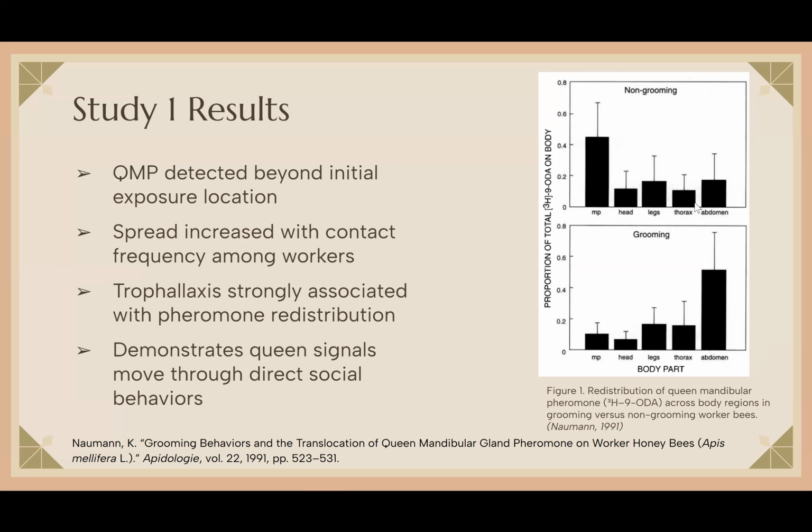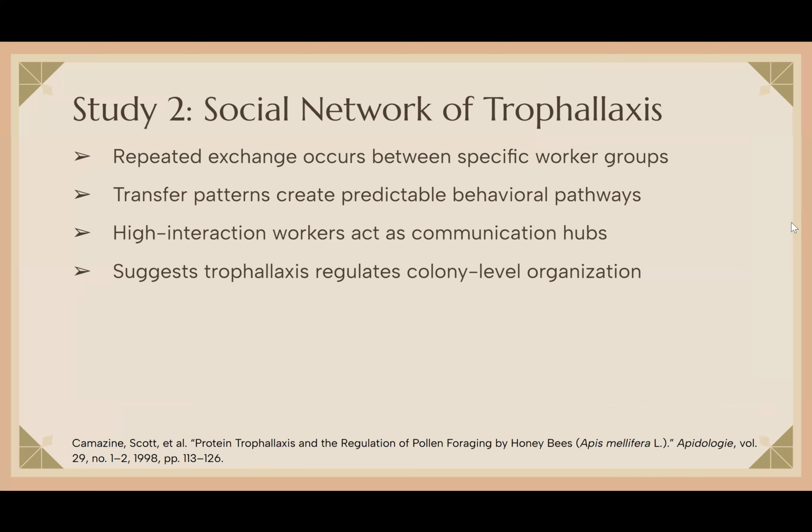As you can see in the non-grooming versus the grooming body parts, in the mouth parts versus the thorax, legs, and the abdomen, you can see the difference in the distribution of QMP across the body regions in the grooming versus non-grooming worker bees. The next study I focus on is trophallaxis as a social network.